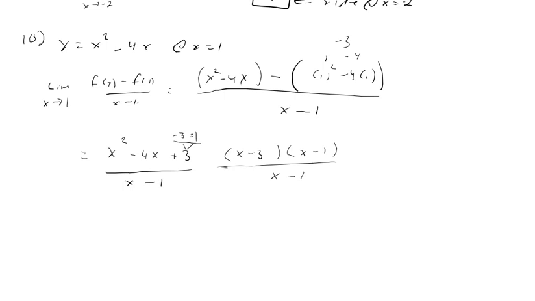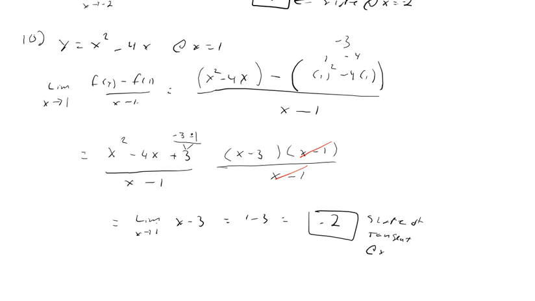So we factored this apart: -3, -1. I got my two parentheses here. And look at this. Lo and behold, we have a cancellation, as we always will. So I want the limit as x approaches 1 of x minus 3, which is 1 minus 3, which is -2. And that is the slope of the tangent line at x equals 1. Slope of -2.